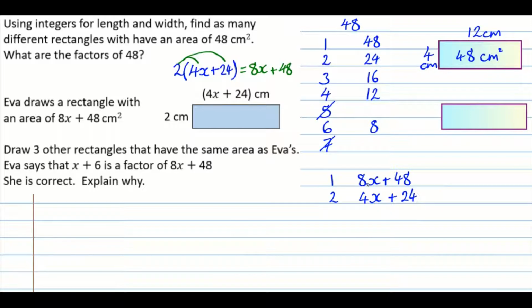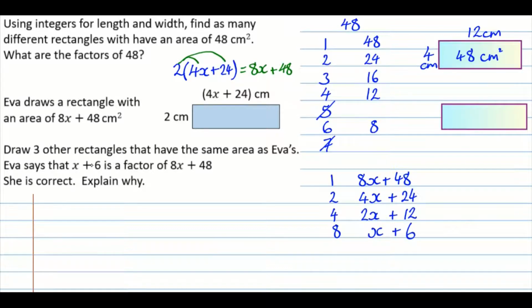Does 3 go in? Well, 3 doesn't go into 8x. 4 does go into 8x, 2x times, and 4 goes into 48 12 times. 5 doesn't go into 8, nor 6 or 7. 8 does go into 48 and into 8x, so we can have 8 times 1x plus 6. So our factors of 8x plus 48 are 1, 2, 4, 8, x plus 6, 2x plus 12, 4x plus 24 and 8x plus 48.